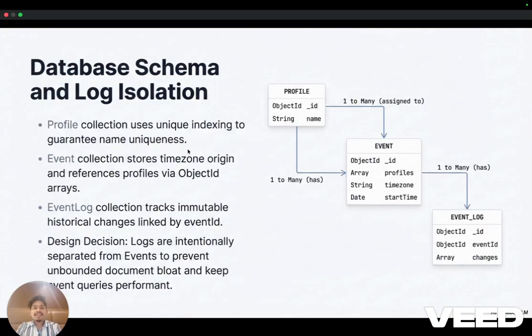Database schema. We definitely have the profile object, which is most important for creating and storing user profiles. Then we also have the event collection, which stores time zone origin and references the profile by the object ID. And for the event log, which was a bonus section, there is a separate collection which tracks immutable historical changes, and it is connected via event ID.